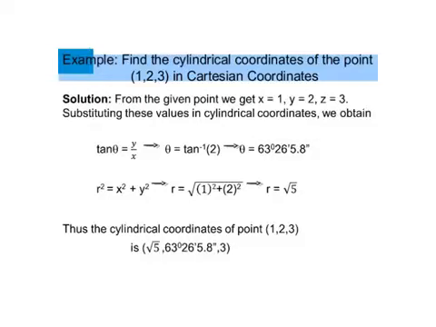In order to get the values of r and theta, we have the transformation equations, which are given by tan theta equals y over x, which gives theta equals tan inverse of y over x. After substituting the value of y, which is 2, and the value of x, which is 1, that gives 2. So theta equals tan inverse of 2, that gives theta equals 63 degrees 26 minutes and 5.8 seconds.